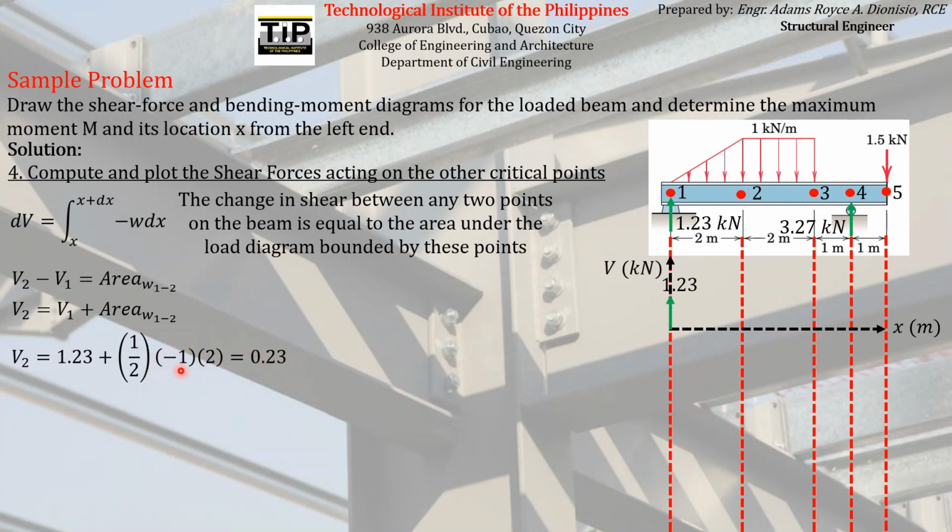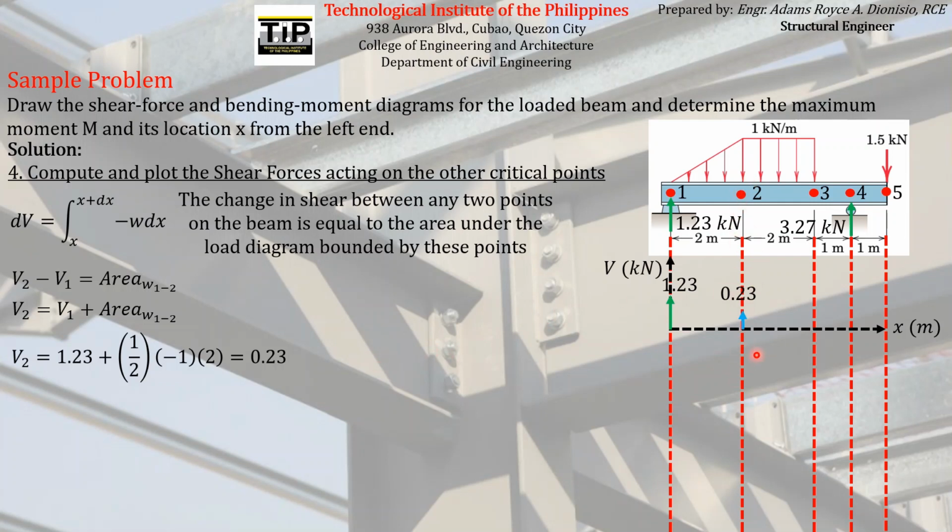Take note of the sign of the 1 kilonewton force because it points downward. So the result will be 0.23. So what does this mean? It just shows us that the shear force at point 2, which is this, has a magnitude of 0.23. So if we plot that here, since it is positive, it must be above the horizontal axis. So let's just say this is the 0.23 shear force acting on point 2.